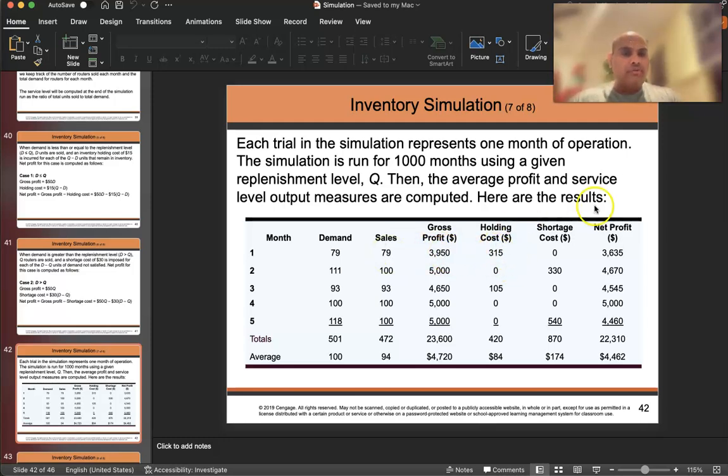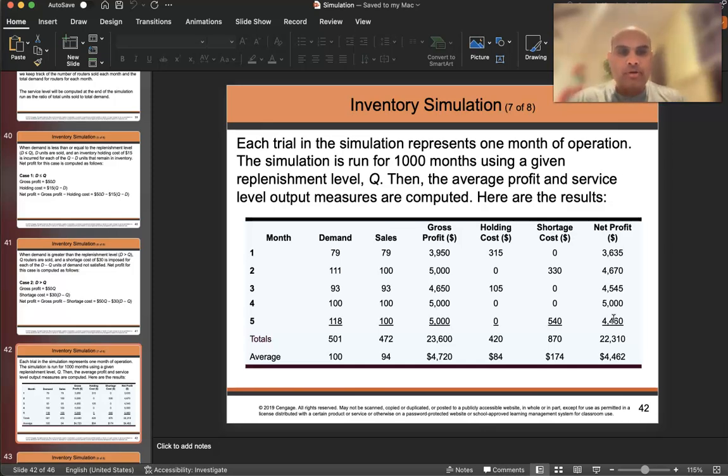Holding cost was 315, and net profit was 3,635. Now, in the case when demand was 111 units, more than the 100 that we have on hand, sales are only 100 because we only have 100 routers. And we'll make a gross profit of $5,000. And for the 11 routers that we were short by, we'll have a shortage cost of $330, and that's our net profit, right? And so we'll do this for 1,000 months and see how things happen.